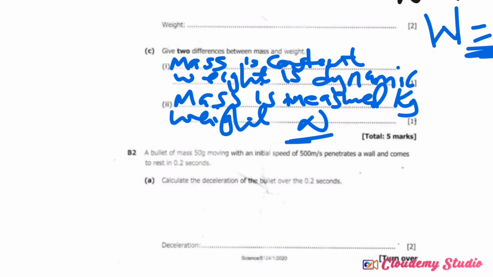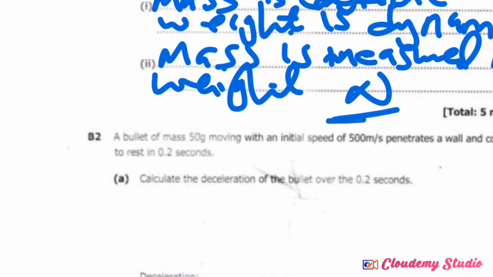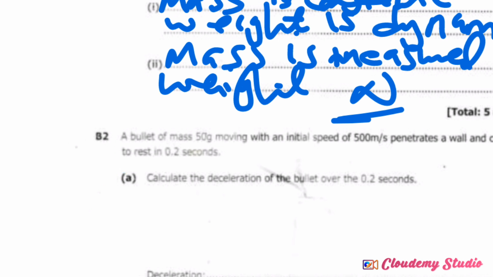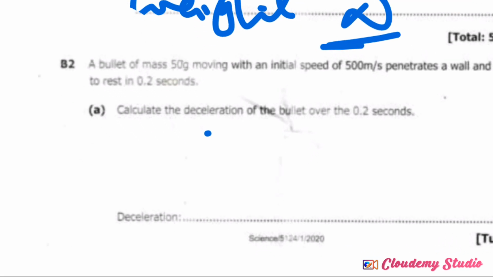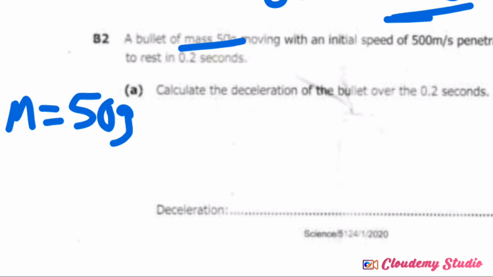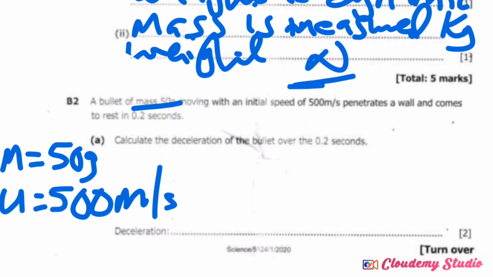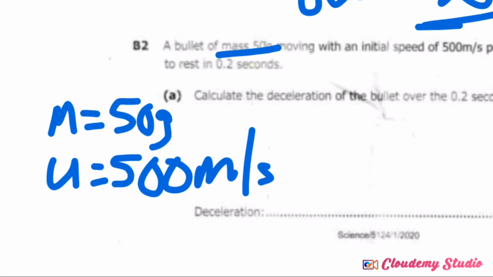Done. Then question number 2, a bullet of mass. Mostly when you are reading a question, be vigilant with the figures and quantities that are given. In this question, mass is already given: a bullet of 50 grams moving with an initial speed of 500 meters per second. Okay, the next is it penetrates a wall and comes to rest in 0.2 seconds.